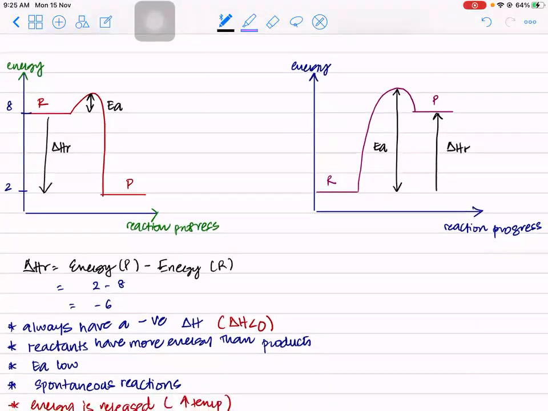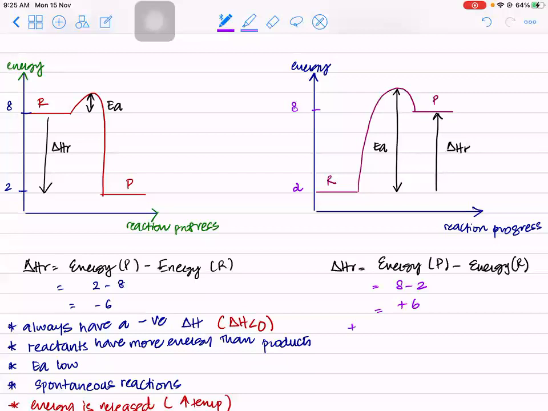Now we know that delta H of the reaction is energy of products minus energy of reactants. Let me take values for the reactant and the product. Let's take the reactant to be 2 and the product to be 8. This will come out to be plus 6. So do you see that for endothermic reactions, the delta H is greater than 0, or positive? In endothermic reactions, there is high activation energy. And why is that? Because reactants have low energy compared to the products.